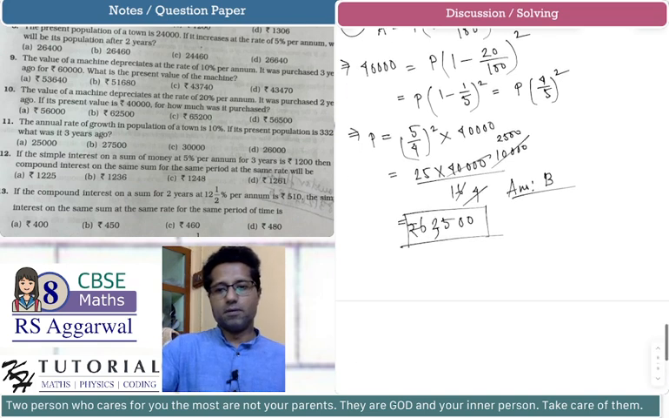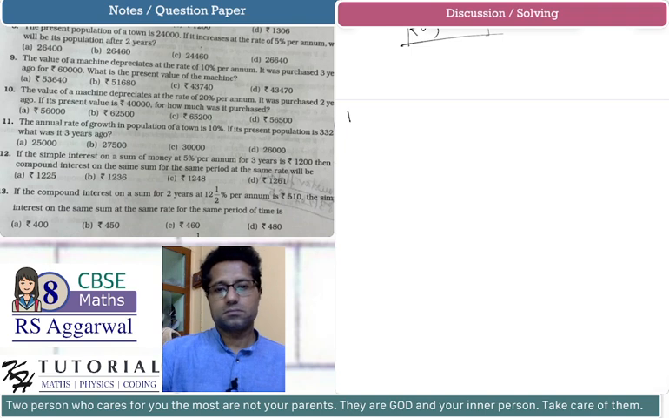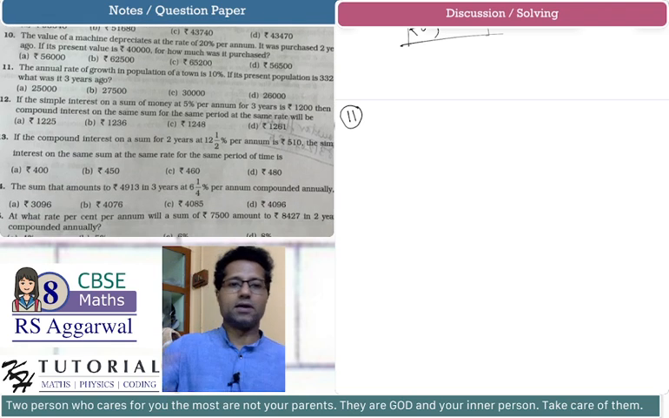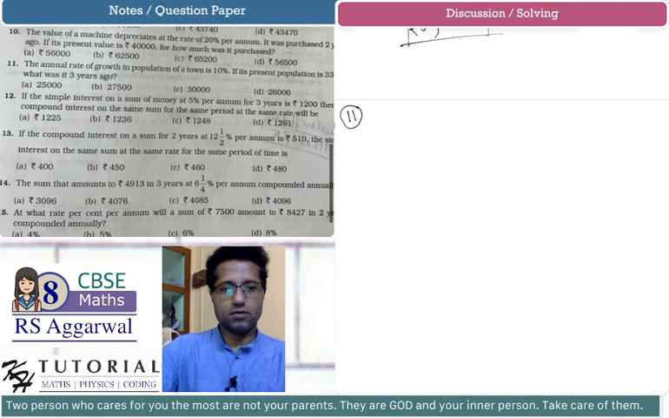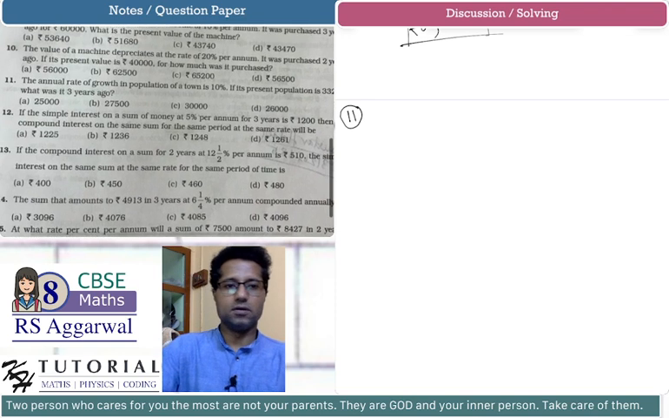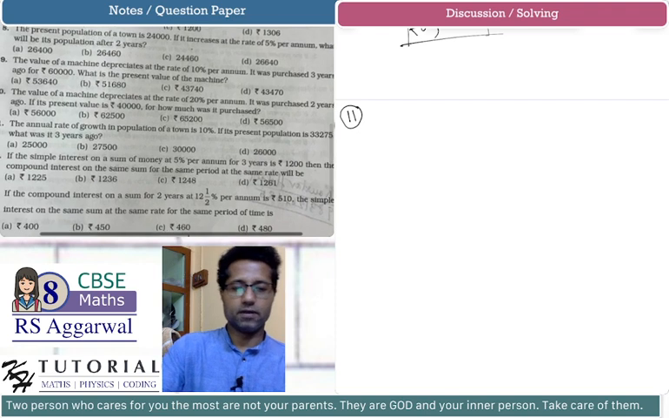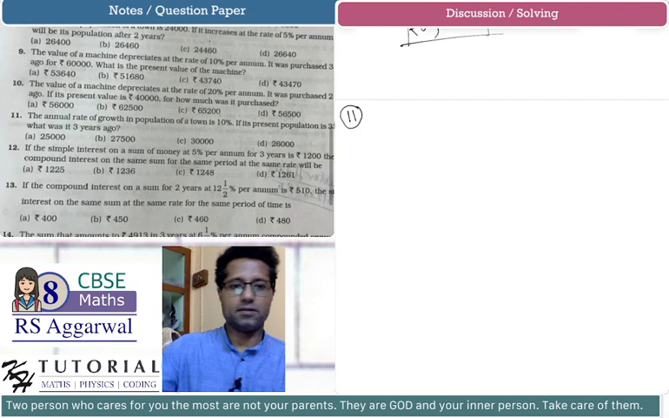Let's do problem number 11. The annual rate of growth in population of a town is 10%. If its present population is 33275, what was it 3 years ago? So in this problem also, A is given to be 33275 and we have to find P, where n is 3 and the rate is 10%.